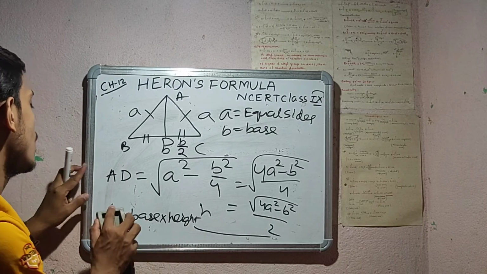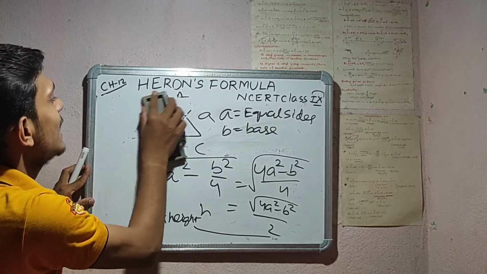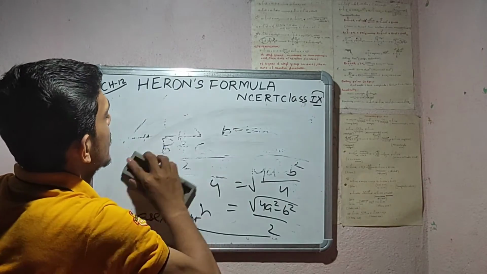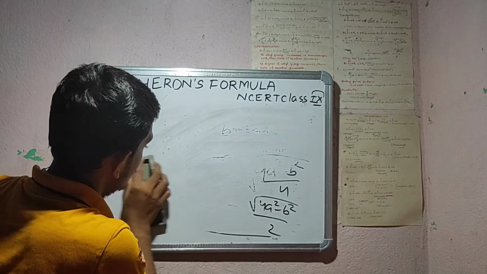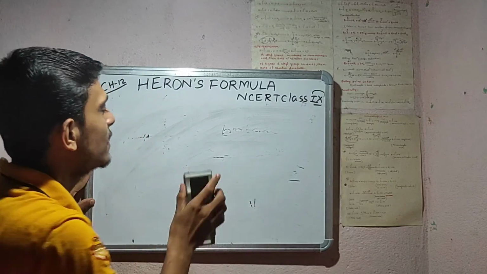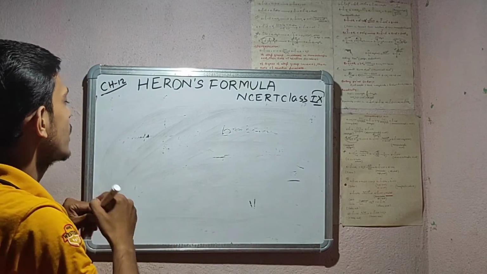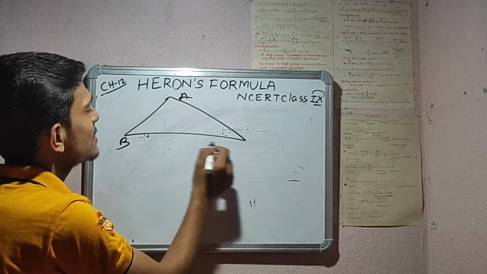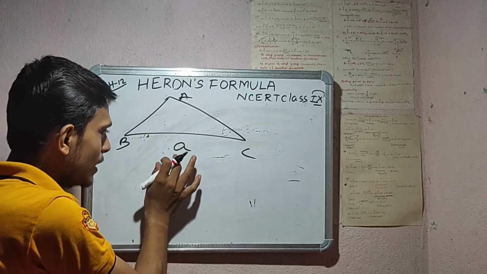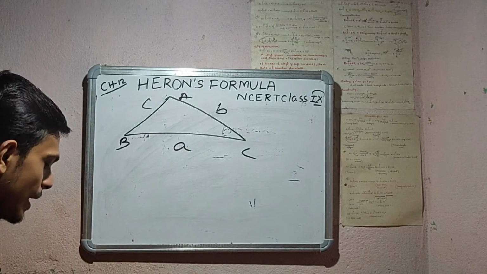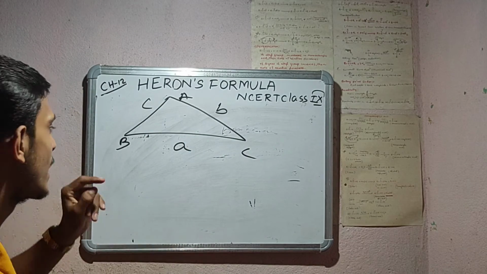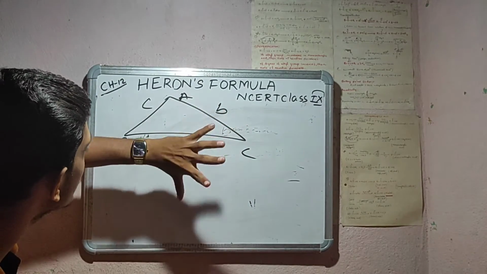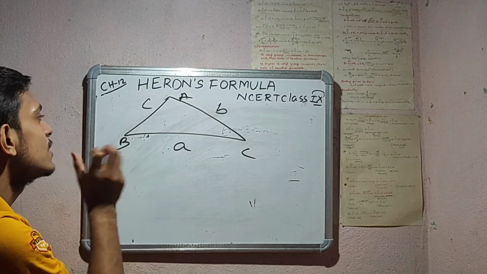But in case of scalene triangle, okay, in case of scalene triangle, we cannot easily find the height. Scalene means the lengths are totally different. Okay. There is no equality or no similarity. The lengths A, B, C are totally different. Okay. This is called the scalene triangle.